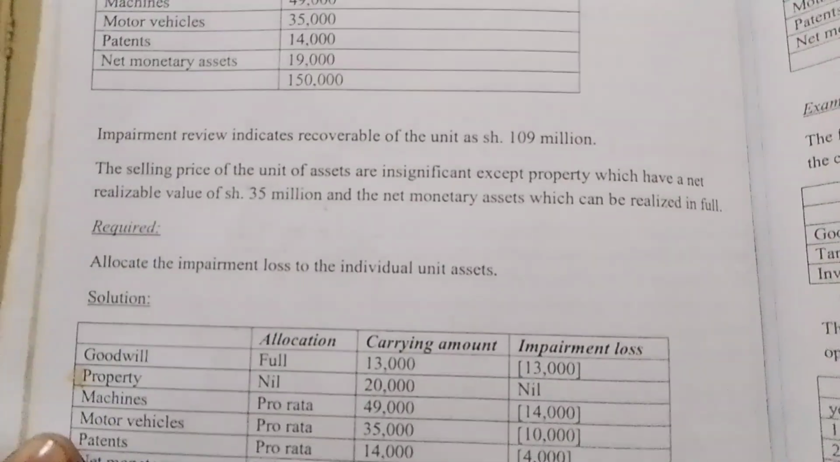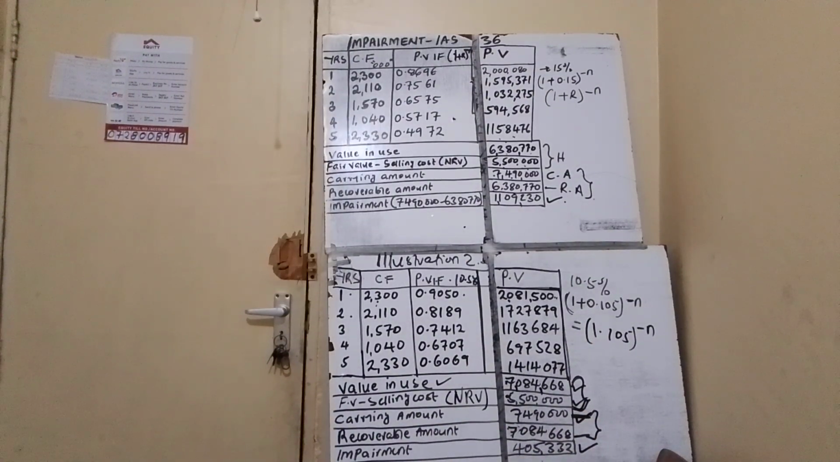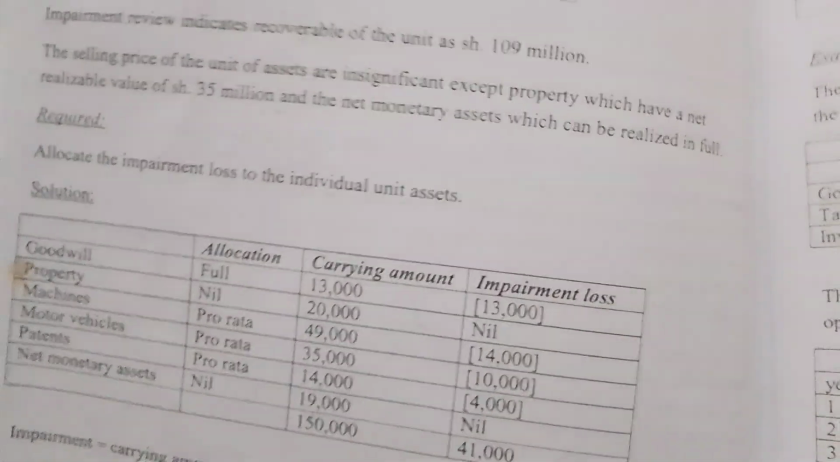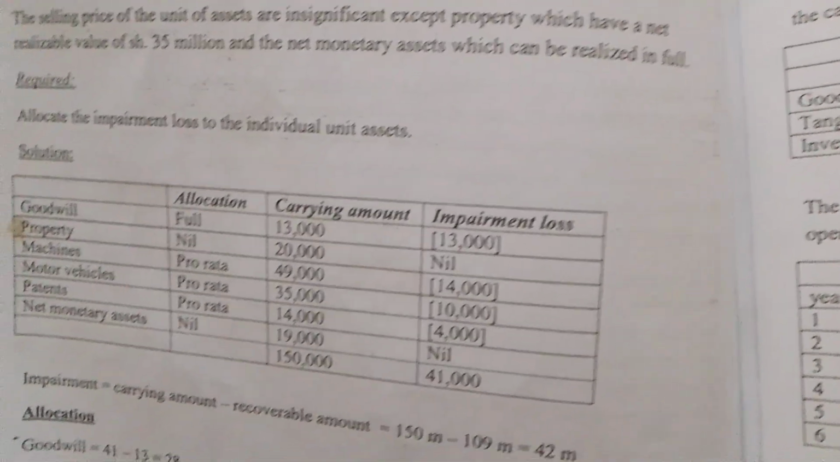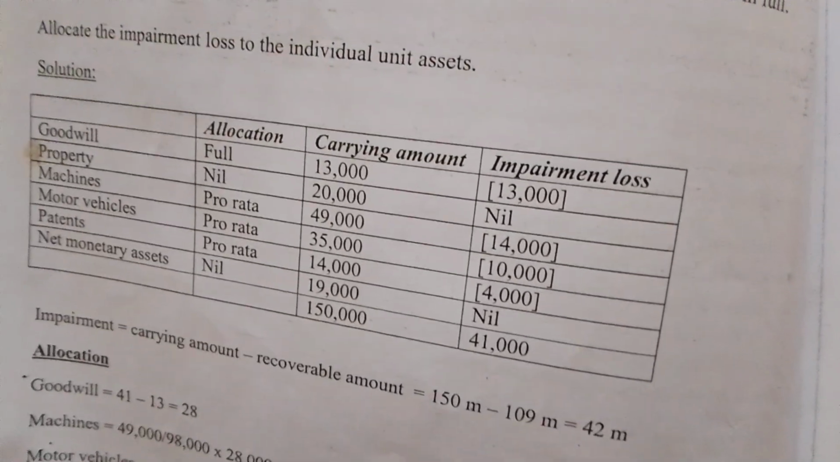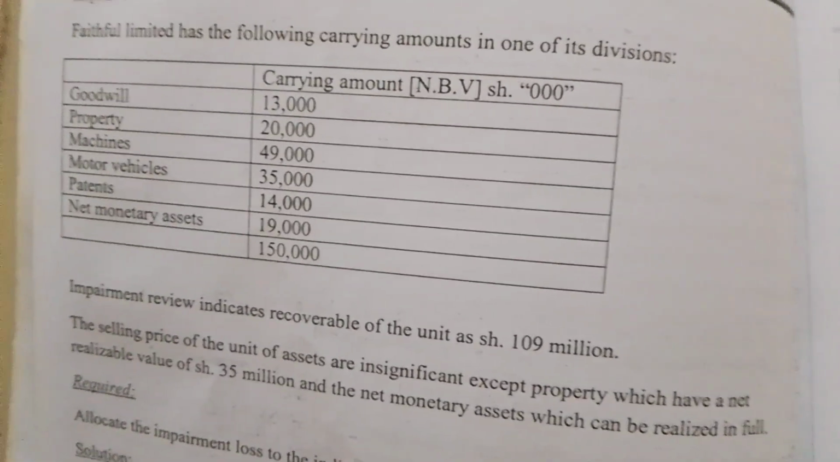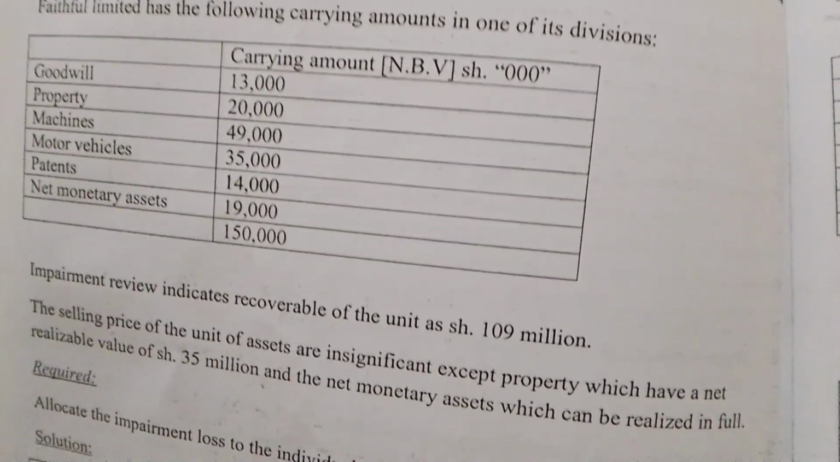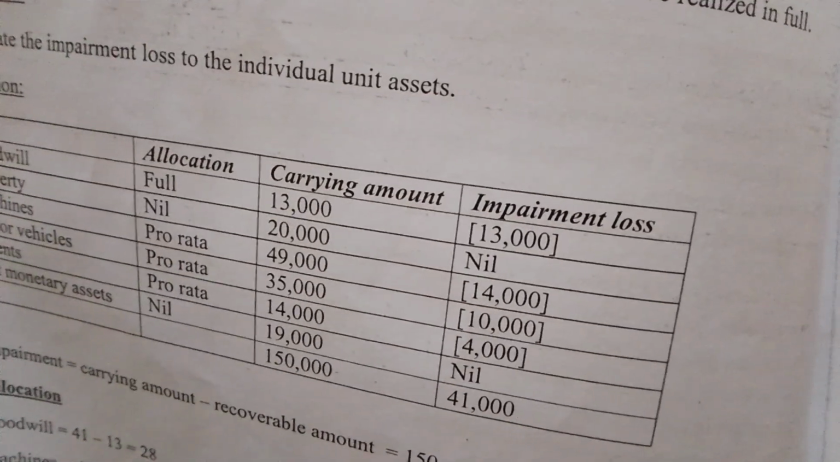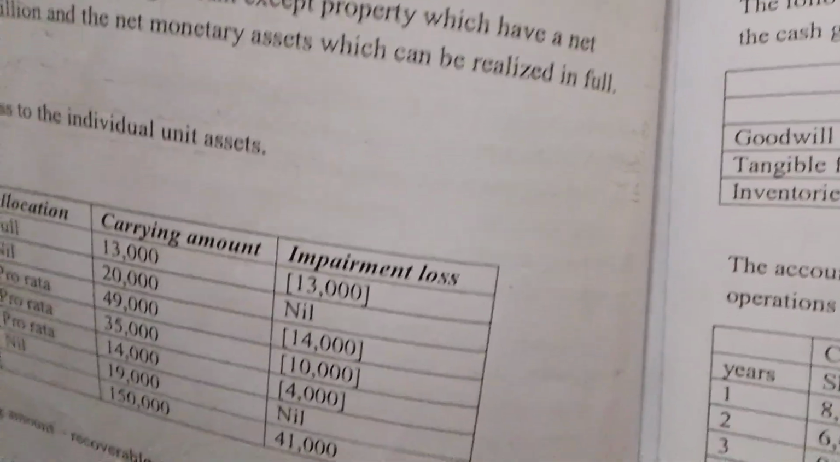Now look at that solution there, because I'll take a different illustration for you for cash generating units. But meanwhile, take that illustration there and try to understand what we have tried to do. Try to look at our allocation. So goodwill is always allocated in full. You can see the goodwill, the first item there, 13,000. Allocation, we have written full. Carrying amount, 13,000. Impairment, 13,000.